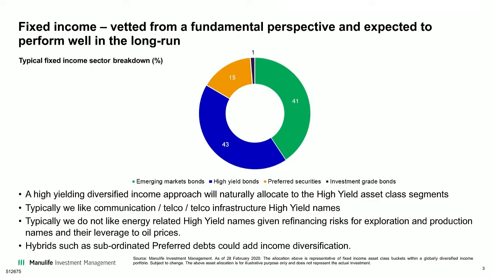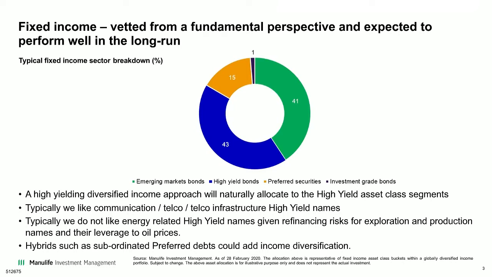If we move on to slide 3, here we look at fixed income. Here we see the real driver of yields in a typical diversified income strategy, where we're getting around 6% in emerging market high yield, around 7 to 9% in US high yield, and around 7% in preferreds.